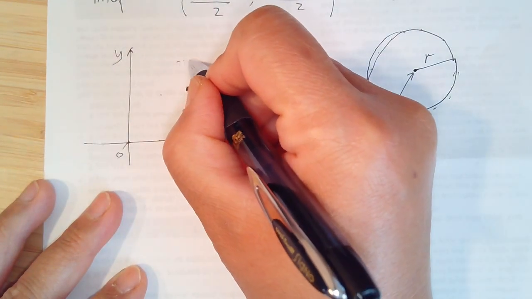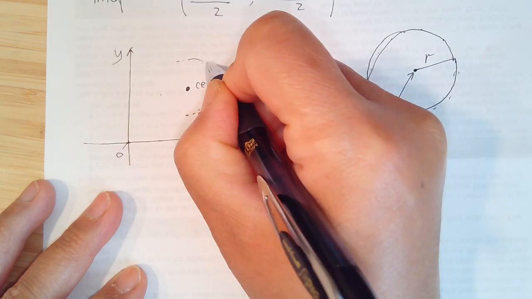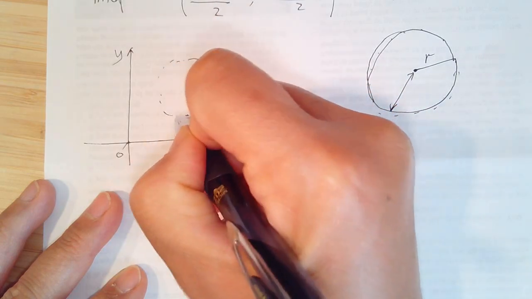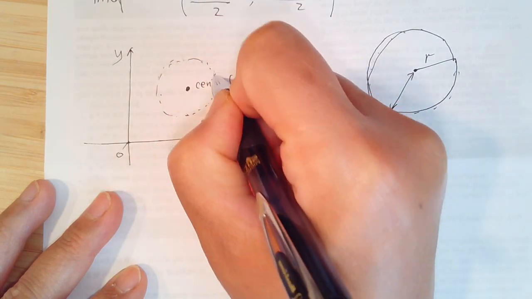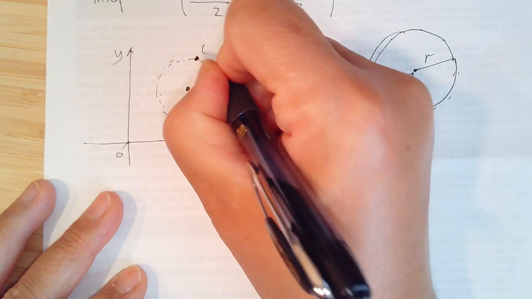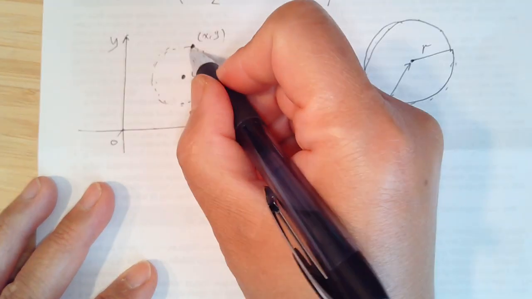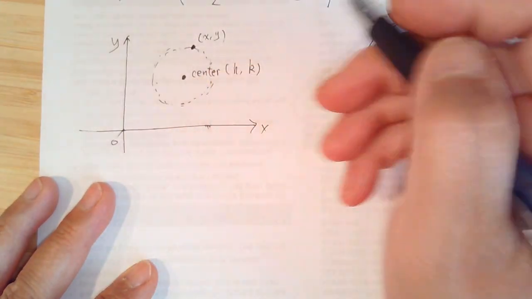Therefore, if I ask you to draw a circle, I need the equation of the circle. So for any point on the circle, I call that (x, y). And what's the relationship between this (x, y) and the (h, k)?